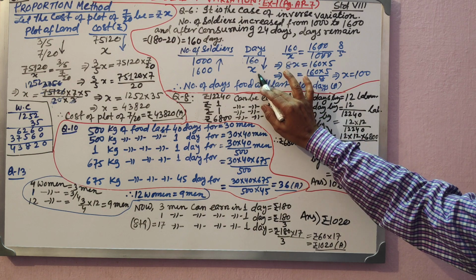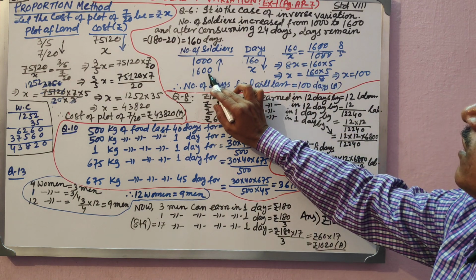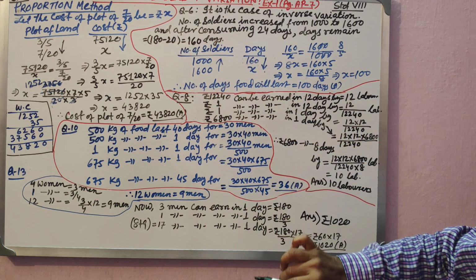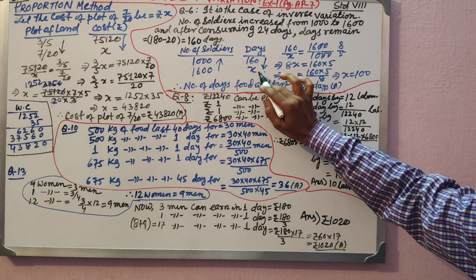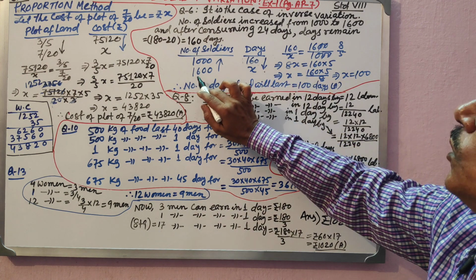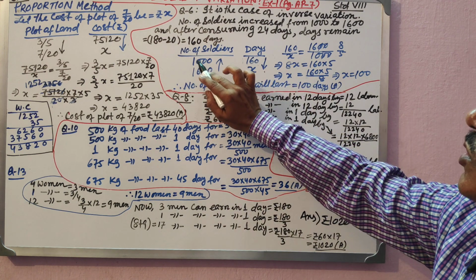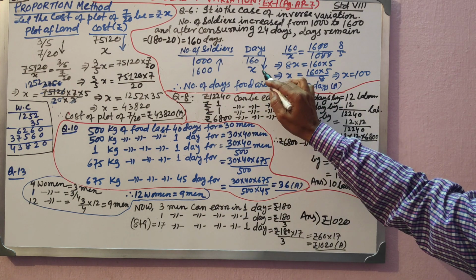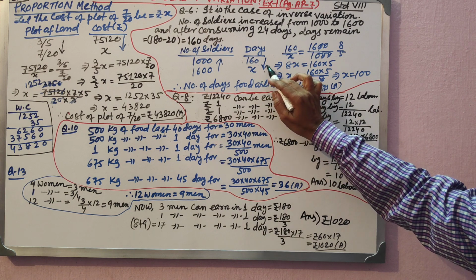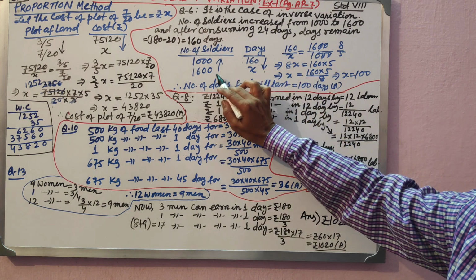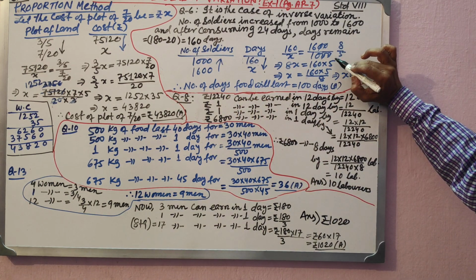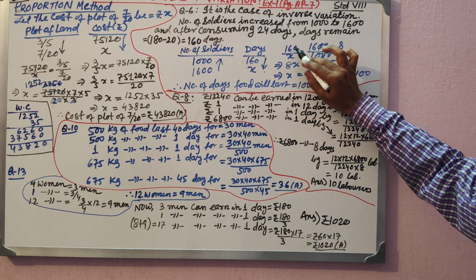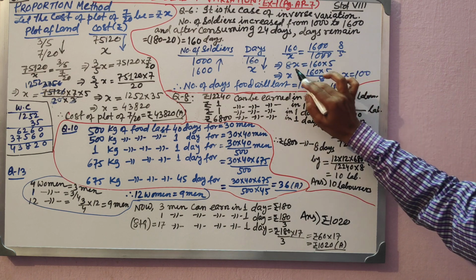So 160 divided by X, 1600 divided by 1000. As the arrow direction is there, that means 160 is to X, in proportion to 1600 is to 1000. That one you are making a fraction, going one step ahead. 160 by X is equal to 1600 by 1000. 1600 by 1000 will be 8 by 5. So 160 by X is equal to 8 by 5.